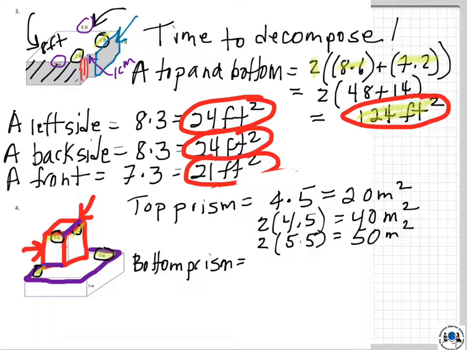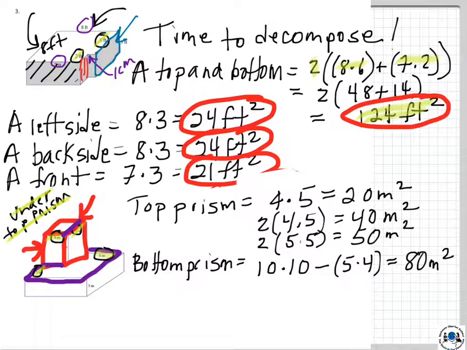So it's actually a 10 by 10. But with this top face, I have to now subtract away what is underneath this top prism. Under the top prism, I need to subtract that away, and I can see the dimensions of that top prism. That's a 4 by 5. So I have to go ahead and subtract 20.